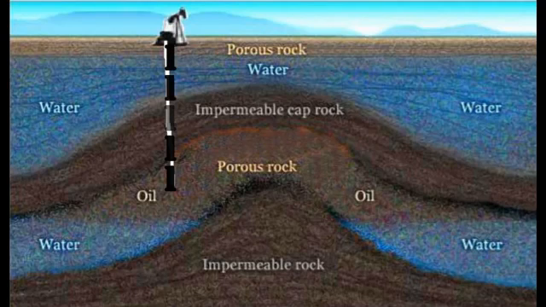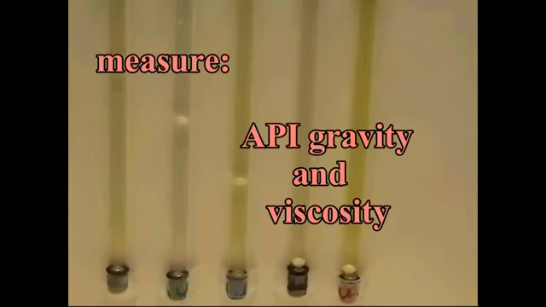Since every reservoir is a little different, we need to determine critical saturation for our particular reservoir. We do that by measuring the API gravity and viscosity of oil samples in the laboratory.